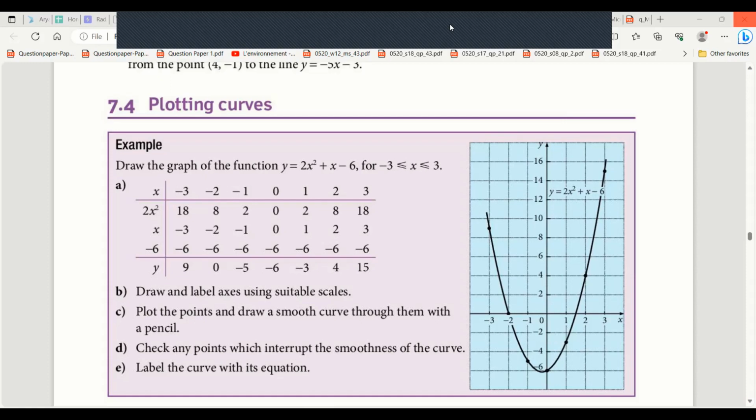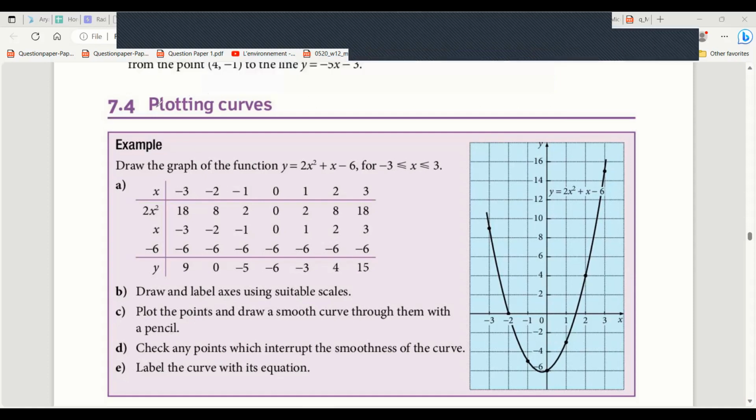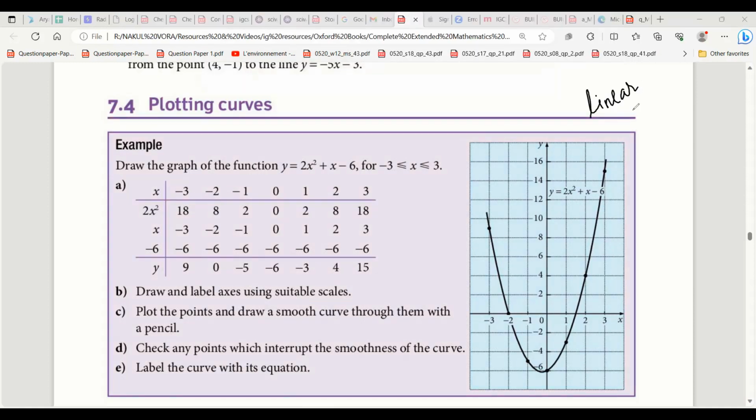So we are on the new topic of graphs, which tells us about plotting the curves. Okay. So we already know that we have got linear equations, right? Linear equations are the ones which, when plotted on the graph, represent a line. So what is the difference between a line and a curve?